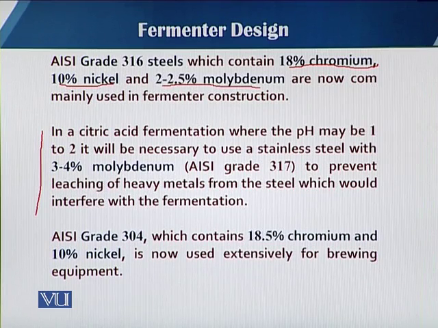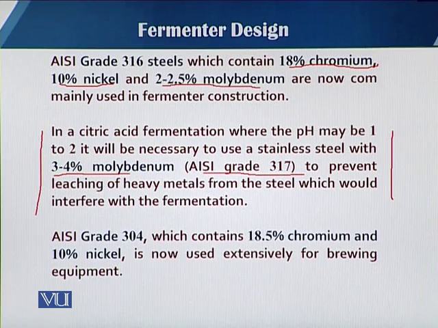So in that case there is a grade called 317, which contains an excess addition of molybdenum, meaning 3 to 4% of molybdenum, that increases the quality of 316 and is graded up as 317. So 317 grade is the fermenter material mostly used if it has to be used for acidic fermentations.